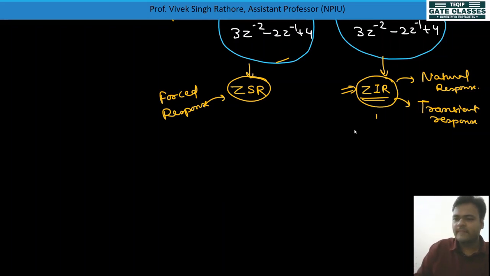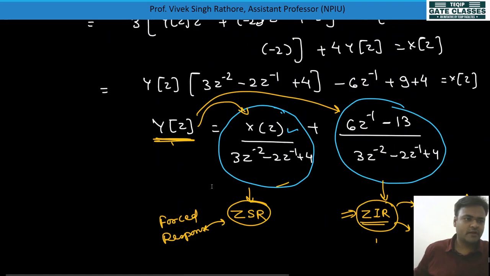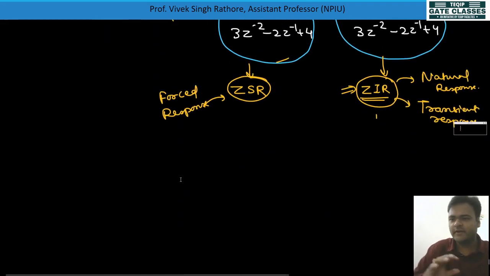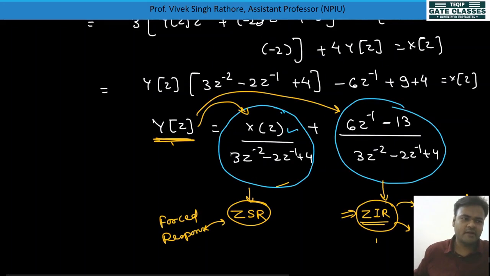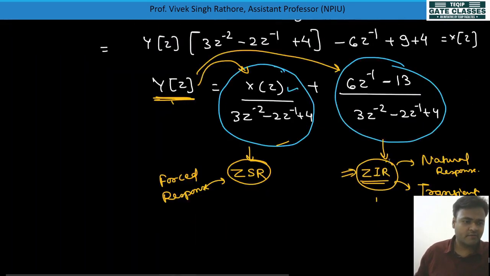So finally, what we can conclude is that the total response is the sum of the zero state response and the zero input response. Wherever the input portion is there, that is your zero state response. Here no initial conditions are there, that is why it is the zero state response. And here some states are there, it is not having input, so it is called the zero input response. So we have completed this portion.